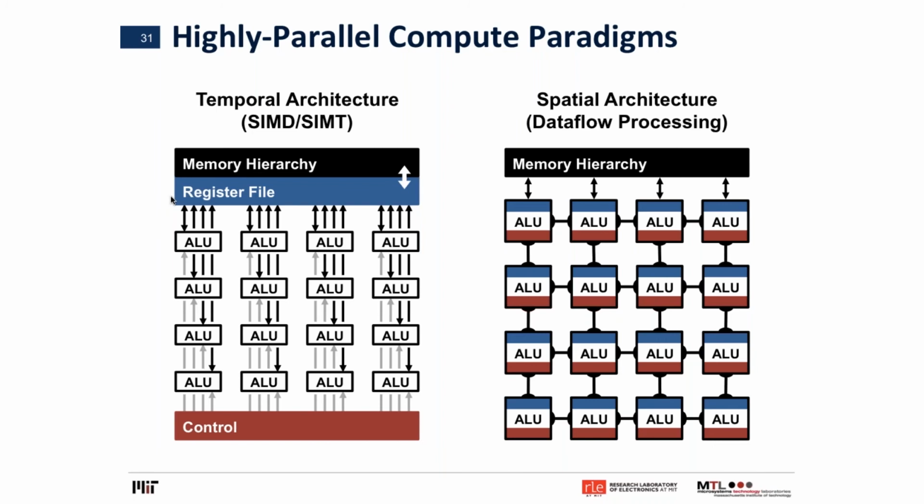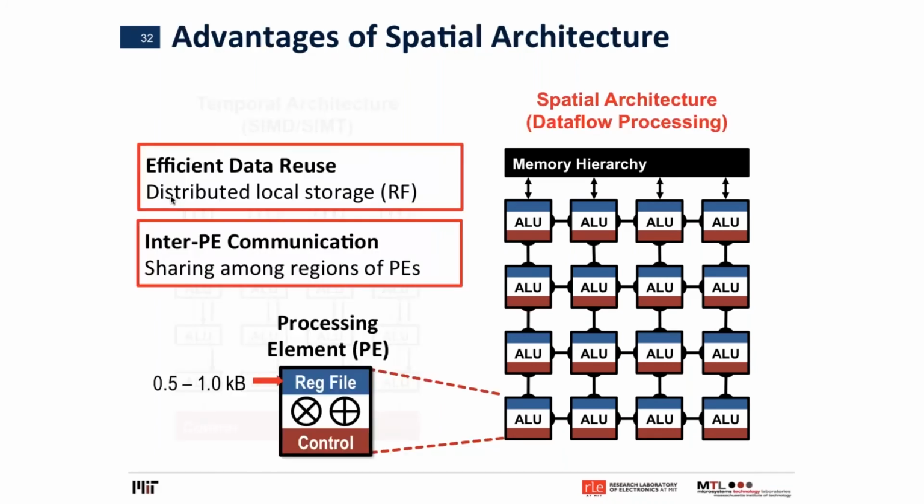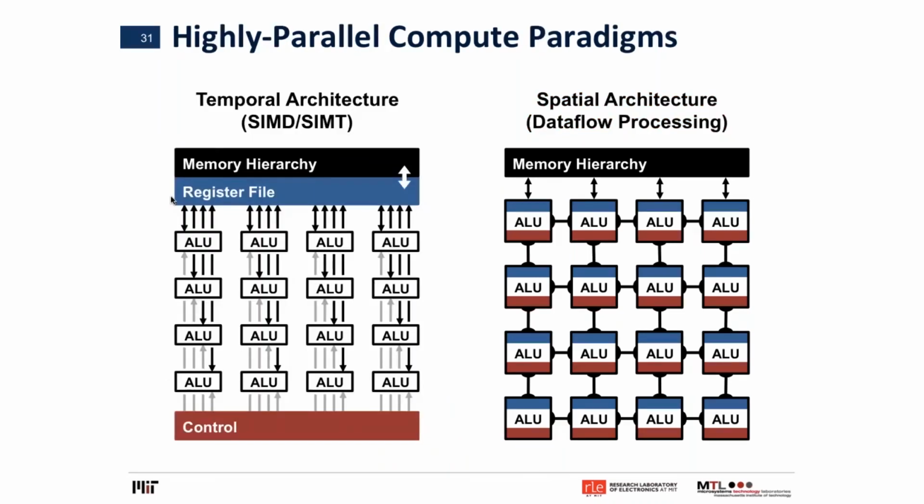An alternative architecture that you can explore is what we call a spatial architecture, and it has a number of advantages over the temporal architecture. The first thing is that it's very efficient in terms of data reuse. Rather than having one single register file that's used by all the memories, we want to break this register file up and allocate a small piece of memory for each of the ALUs to bring the memory closer to the compute. When you do this, it tends to be much more energy efficient.